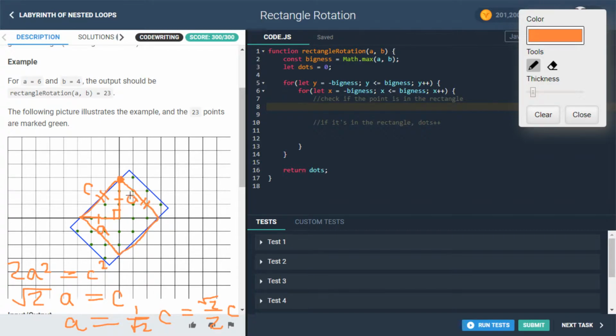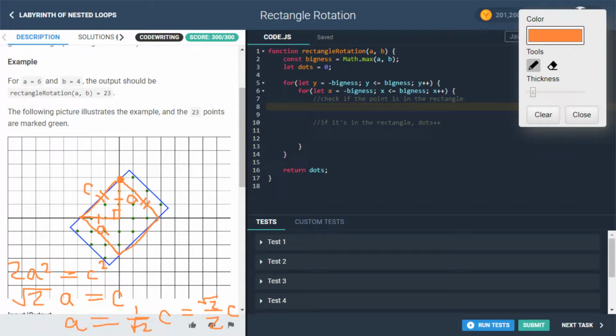So basically, we'll just take our b value or our a value, and that's going to be, what would it be? In this case, it's our b value. Okay, we'll go with that. So we'll take our b value, and that's like our hypotenuse here. So we're going to divide it by root 2. We're going to multiply it by root 2 over 2.